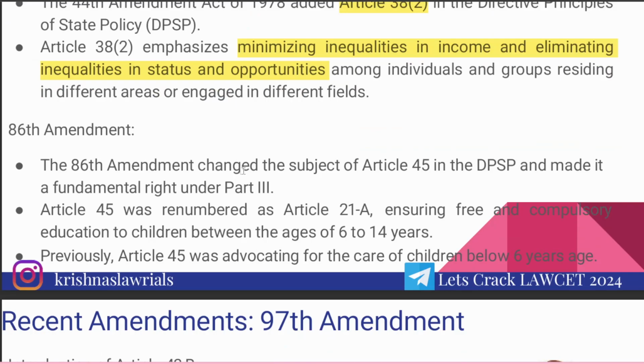It is Sixth Amendment changed subject of Article 45 and made it a fundamental right in Article 3. So the subject of Article 45 was changed to become a fundamental right. Article 45 was renumbered as Article 21A, that is right to education, that is ensuring free and compulsory education to all children between 6 to 14 years of age. Previously, Article 45 was advocating for care of children below the years of 6, that is development, children's nutritional development.